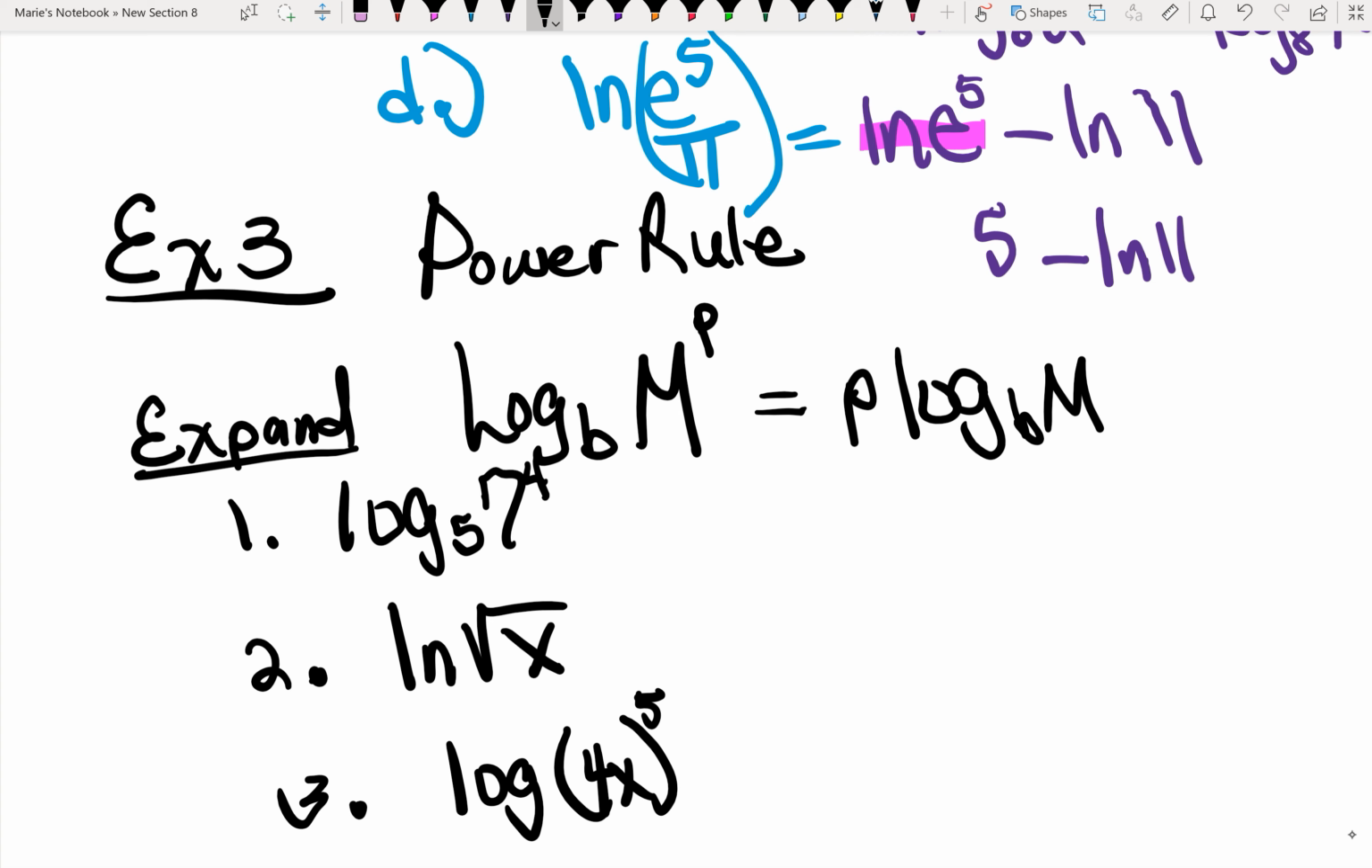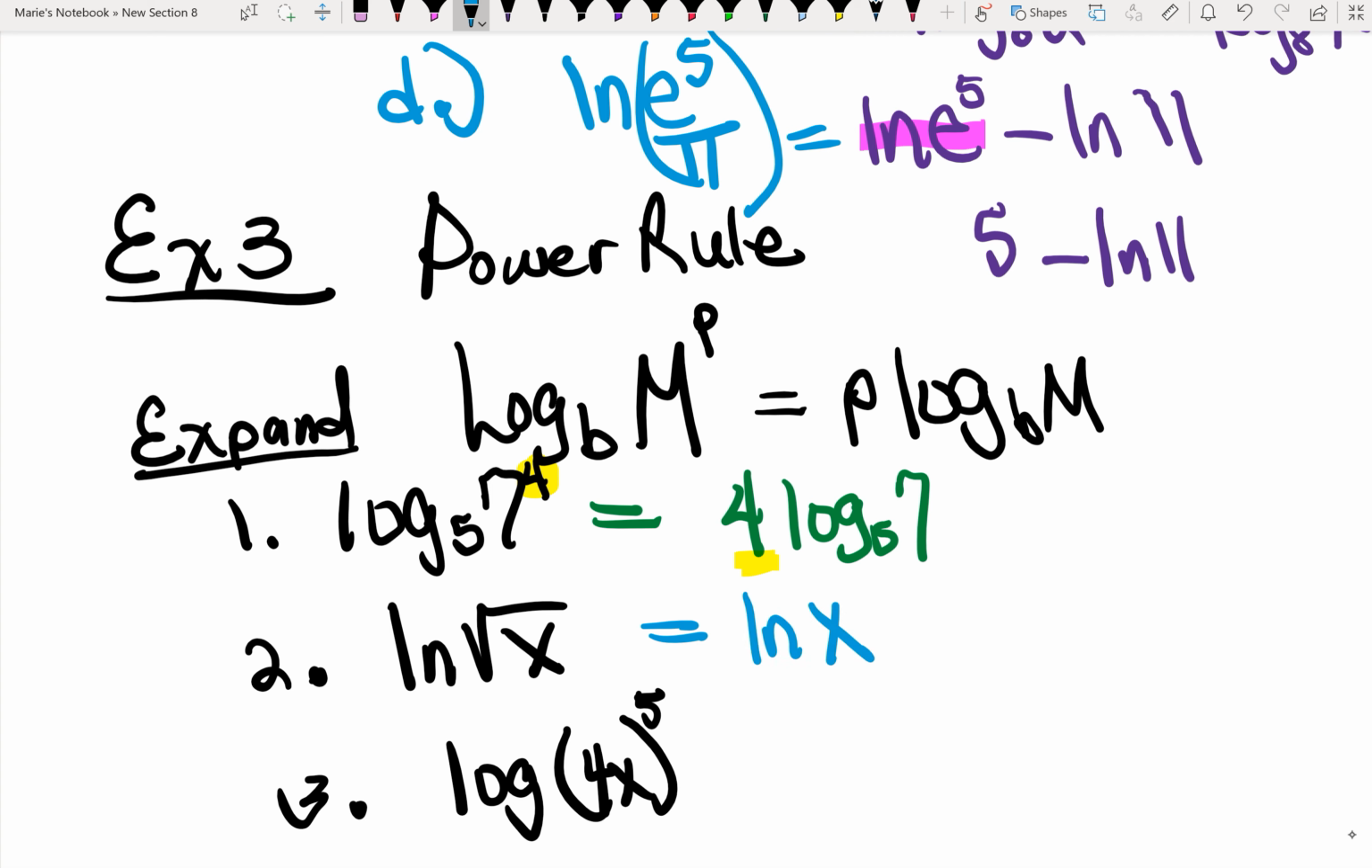So I'm going to start with the first example. So this one is simply 4 log base 5 of 7. If you notice, the only difference here is this 4 is now out front. That's it. Here in this one, I'm going to change the color just for visual purposes. This becomes natural log of x to the 1/2 power, right? Because that's what the square root indicates. This then expands to 1/2 natural log x. And we can't do anything else. We're done.